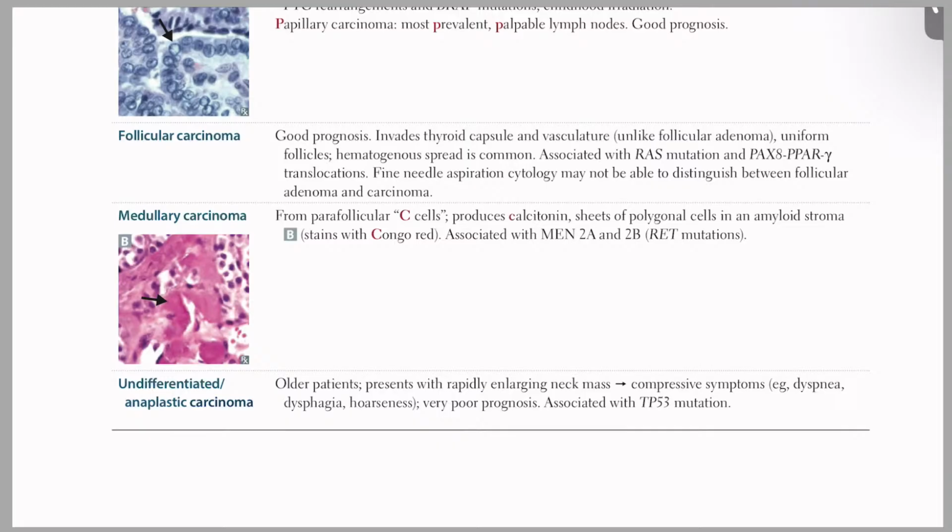Medullary carcinoma arises from parafollicular C cells and produces calcitonin. Sheets of polygonal cells in an amyloid stroma. The amyloid stains with Congo red. Associated with MEN2A and MEN2B, RET mutations.